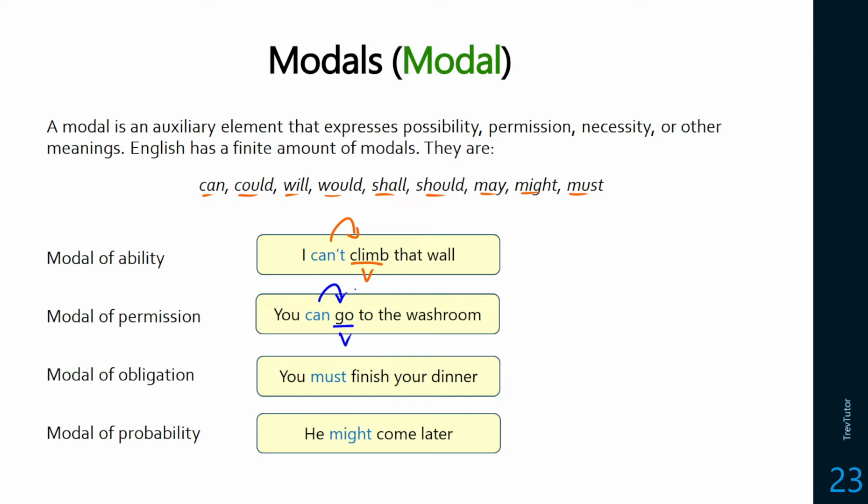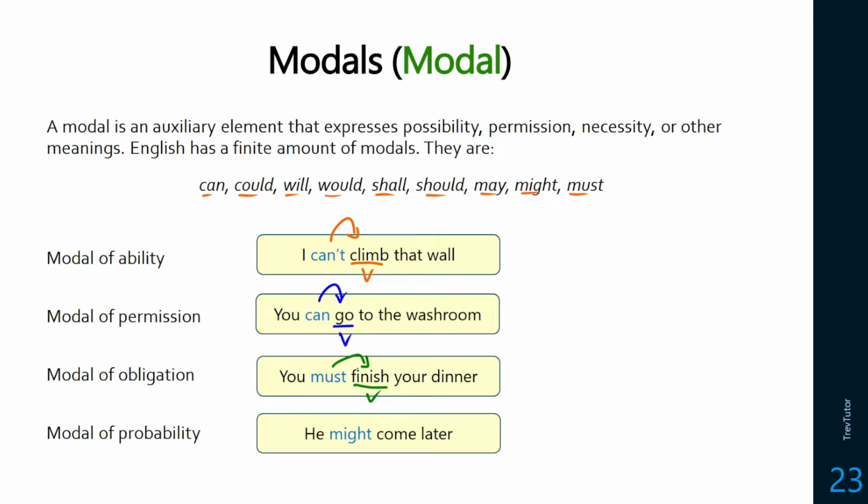And some people, they might think this is ability. You have the ability to go to the washroom, but usually in conversation, it's used as permission. You must finish your dinner. Here we see the verb finish, and we see the modal must supporting it. This is obligation. You're obligated to finish your dinner. You're required to.